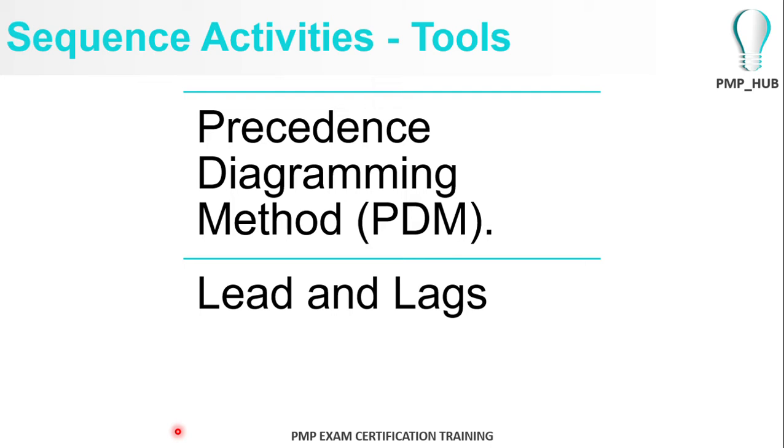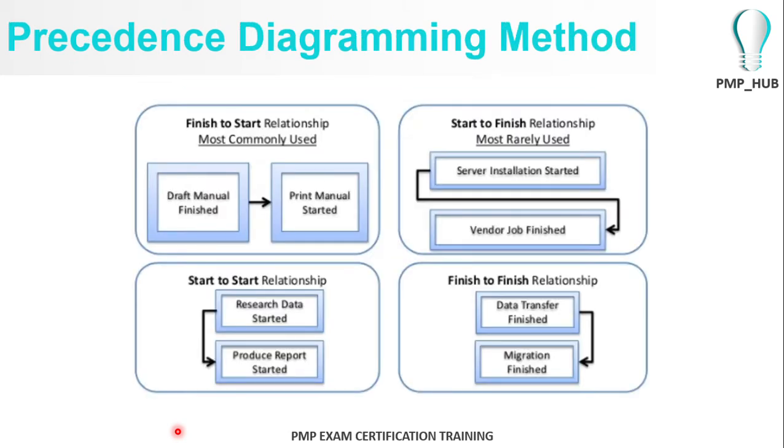Now there are two main types of tools that we use in sequencing activities. One is the precedence diagramming method, PDM, and the other concepts are lead and lags. So before coming to the precedence diagramming method, I would like to take you to some activity relationships. We will need to understand activity relationships in greater detail before coming to the precedence diagramming method.